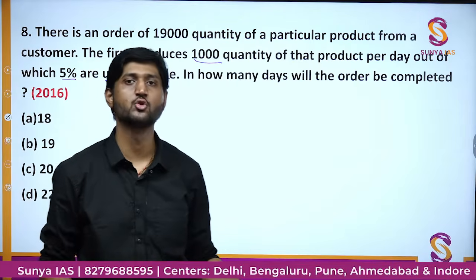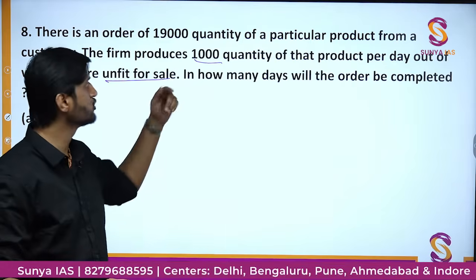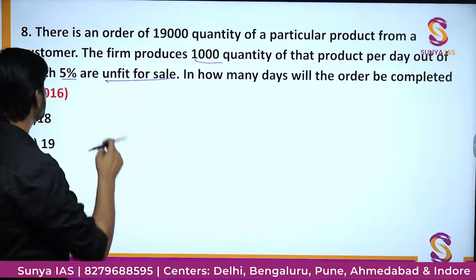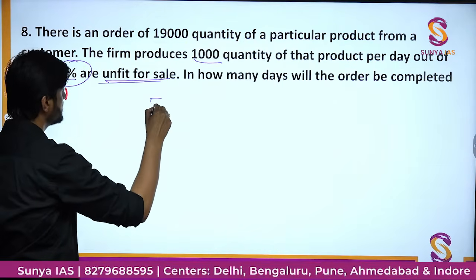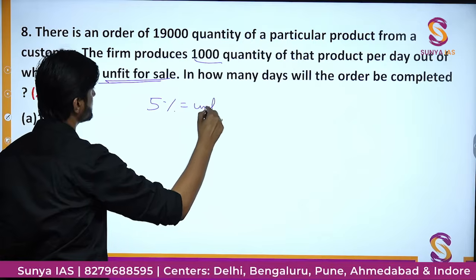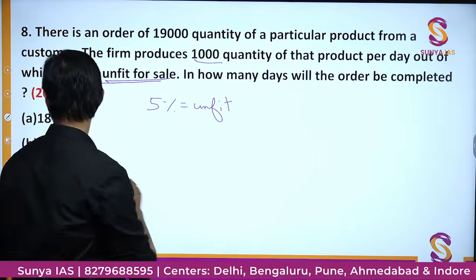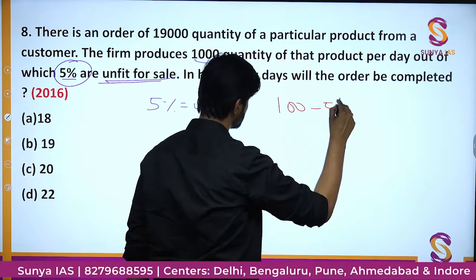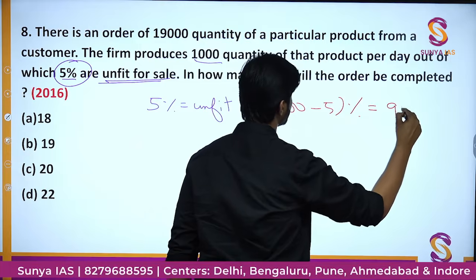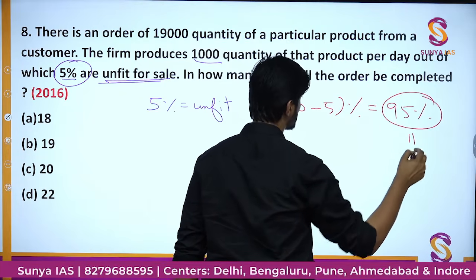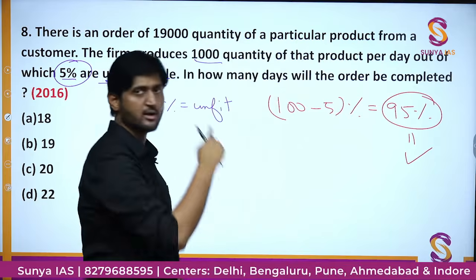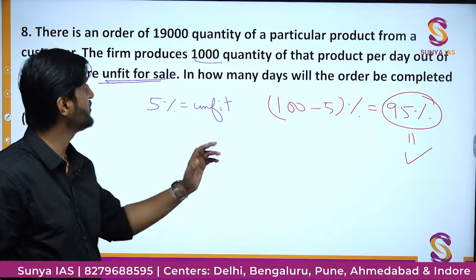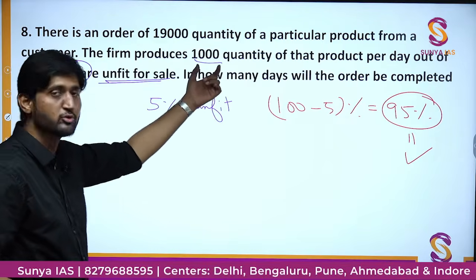19,000 of such goods. Now the factory is producing 1,000 goods per day, but out of those 1,000, only some are good, 5% are not good for sale. So 5% are unfit. So if 5% are unfit, how much are good? So that would be nothing but 100 minus 5. That is 95% of the total goods are actually in nice quality, which will get a tick mark from the customer. Correct? And so what is the effective number of goods which the factory is producing each day?